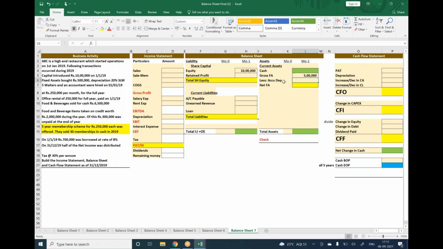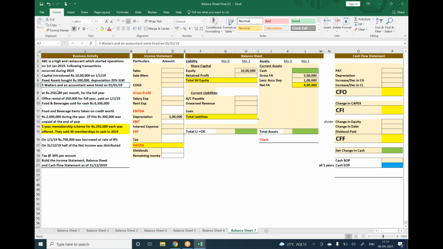Depreciation is 20% straight line method, so it equals this into 20%. So 1 lakh is the depreciation. Your net fixed asset will be 5 lakh minus 1 lakh. And what is your depreciation? 1 lakh. You can type 1 lakh. Anywhere you did not understand, please let me know. Don't keep quiet.